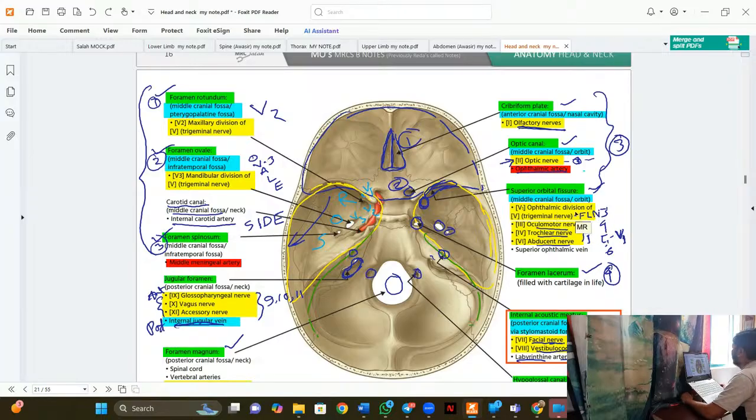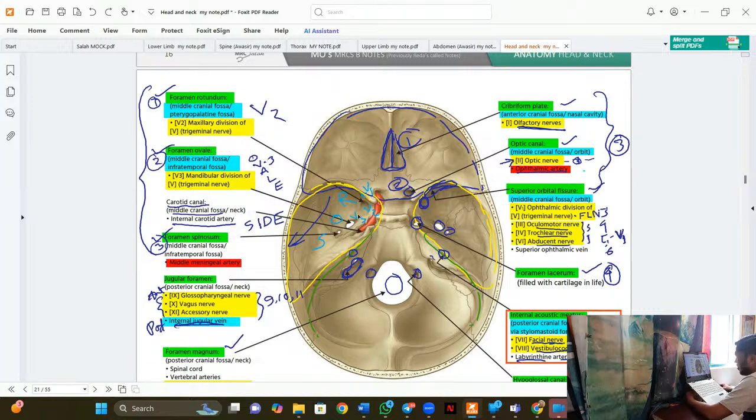Then we have the maxillary and mandibular divisions. The maxillary division goes through the foramen rotundum. There is a sequence, ROS: rotundum, ovale, spinosum. This is the foramen rotundum, also in the middle cranial fossa, leading to the pterygopalatine fossa. It carries the maxillary division of the trigeminal nerve.